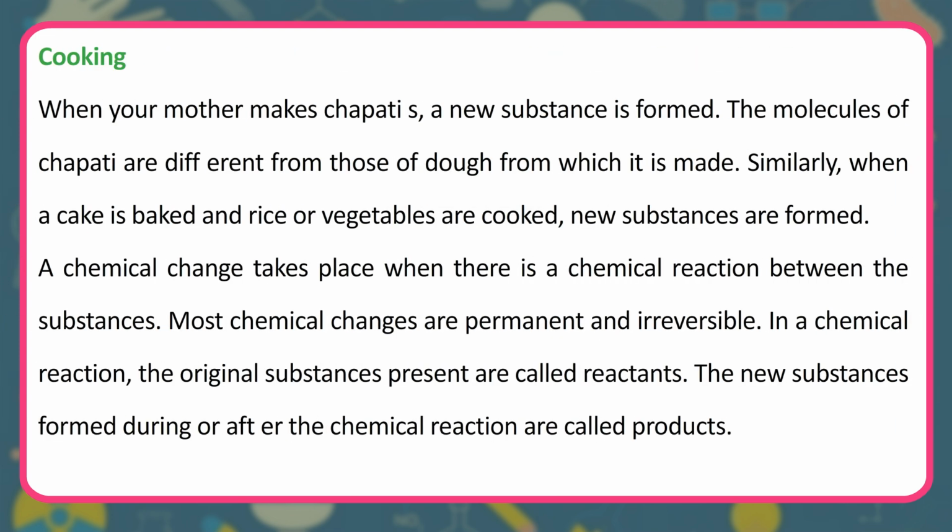Cooking. When your mother makes chapatis, a new substance is formed. The molecules of chapati are different from those of dough from which it is made. Similarly, when a cake is baked and rice or vegetables are cooked, new substances are formed. A chemical change takes place when there is a chemical reaction between the substances. Most chemical changes are permanent and irreversible. In a chemical reaction, the original substances present are called reactants. The new substances formed during or after the chemical reaction are called products.